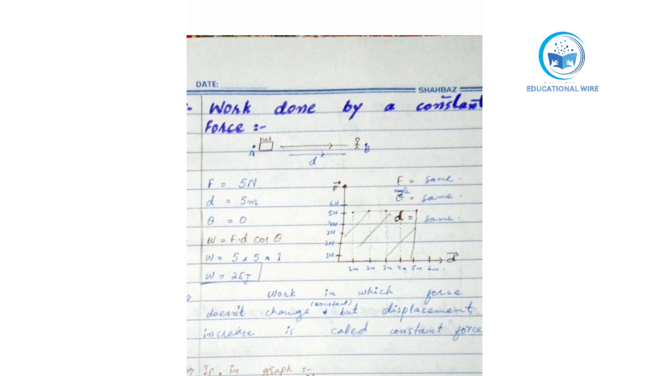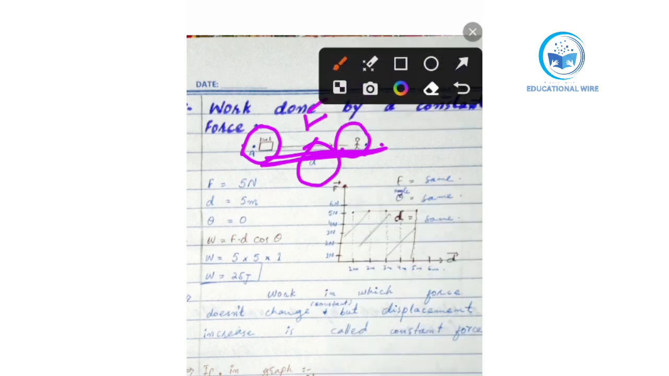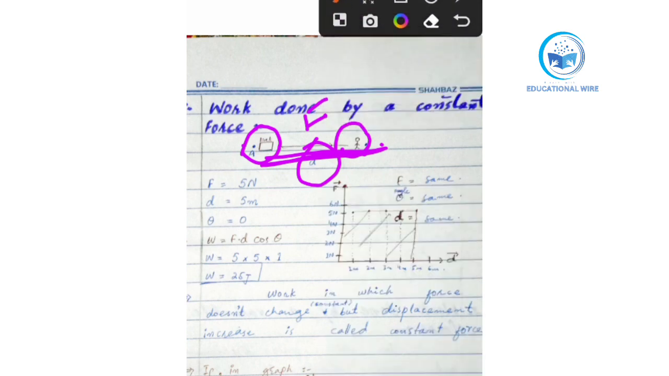So let's suppose we have any kind of a block. Here a person is standing from point A to point B. If the force is the same and constant, the displacement will also be that much. How much force will there be? We have that much constant force. I should put it over here. Now let's move further and do one example.